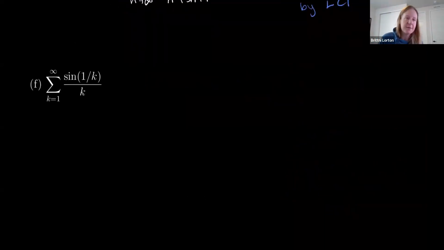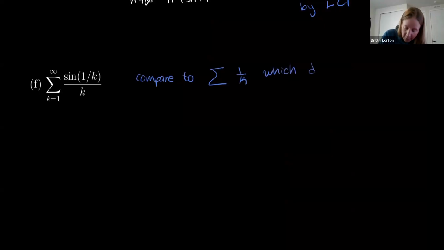Okay, continuing on. The sum from k equals 1 to infinity of sine of 1 over k, over k. I'm going to do the same thing and start off by comparing this to 1 over k, which diverges because it's harmonic. You could just say because it's harmonic. You could also say because of the p-series test. There are multiple reasons why the harmonic series diverges.